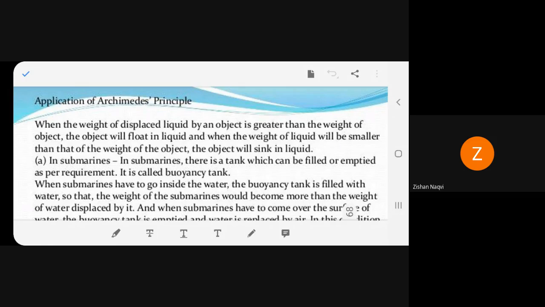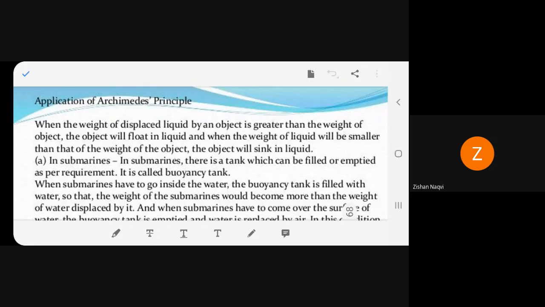So, what did you understand? That the displaced liquid we will measure, and we will find its weight. If it is more than the weight of the object, what will happen? The object will float. And when the weight of liquid displaced is smaller than the weight of the object, obviously the object will sink. Is it clear?